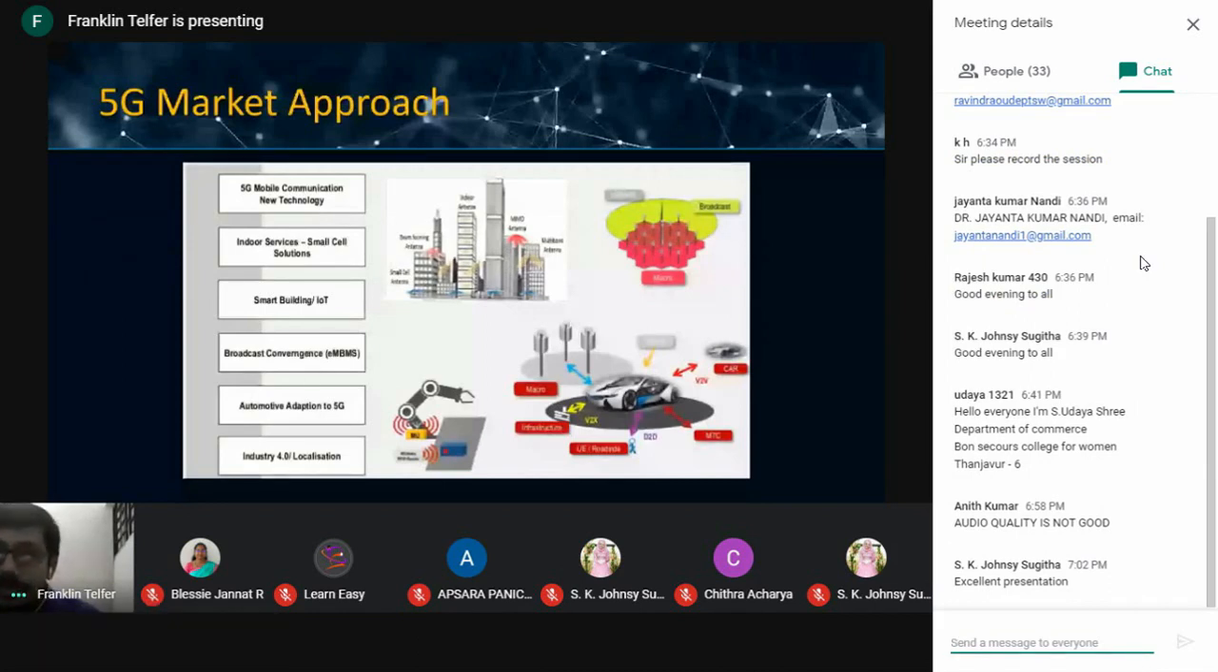So in terms of smart cars, in terms of industrial applications, in terms of indoor or outdoor antenna buildings. You can see here small cell antennas in buildings, and you have beamforming antennas. These buildings are going to be engulfed with this kind of 5G antenna popped out on top of the base station. Next generation, we are going to have near contact with these 5G towers. So: smart building, IoT, broadcasting convenience, and automobile adaptation to 5G. These are some of the technologies we cover.